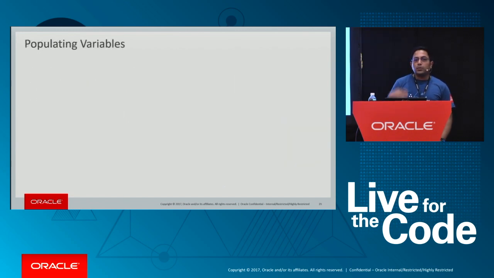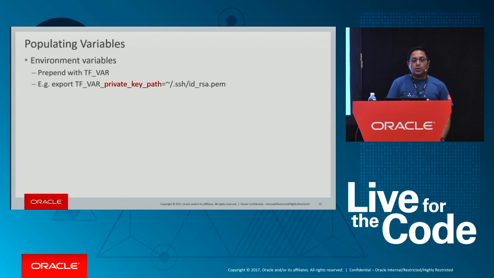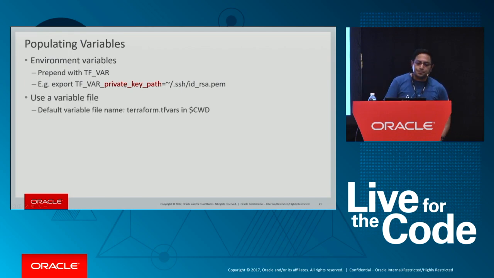Now, what you do with these variables is that you need to pass actual values to them. Usually you can load them in a number of ways. You can set certain environment variables, and if you want to do that, you prepend it with TF_VAR. When you run it from the command line, Terraform sees the private key path, forgets about the TF_VAR bit, and loads the value of my SSH key into this variable. So it's available for Terraform to use.